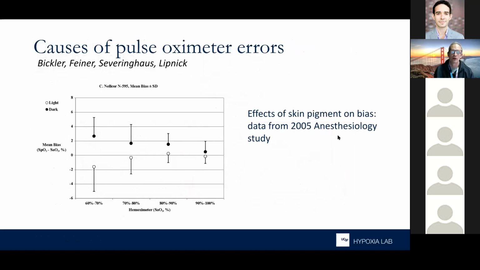Back in 2005, we were among the first to recognize this. These are data from a study we published in Anesthesiology, which showed that in darkly pigmented subjects, the oximeter bias is such that the instrument reads too high at low saturation. So what that means is you miss hypoxemia. This was known in 2005, and we tried to disseminate that information widely. We had various degrees of success. Next.